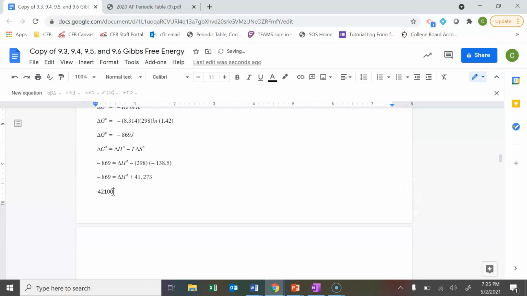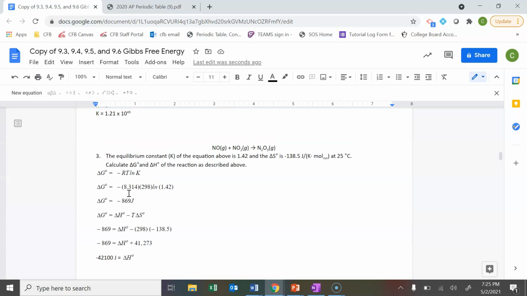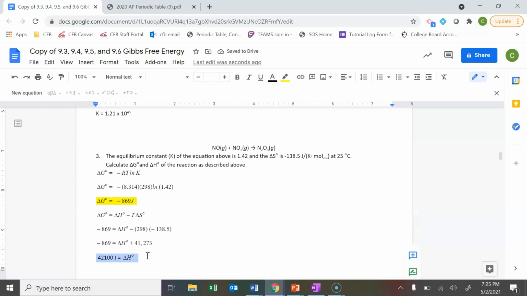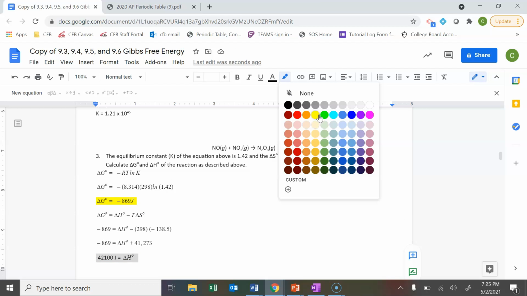negative 42,100 joules equals the delta H value. Now, often they'll actually ask you to put this in kilojoules, or kilojoules per mole of reaction. Enthalpy is often in kilojoules, so that would be negative 42.1 kilojoules if they had asked. It didn't really say that it needs to be in kilojoules per mole though. So we found delta G, and then we found delta H. So there are 2 steps to solving this, and there are both of your answers right there.